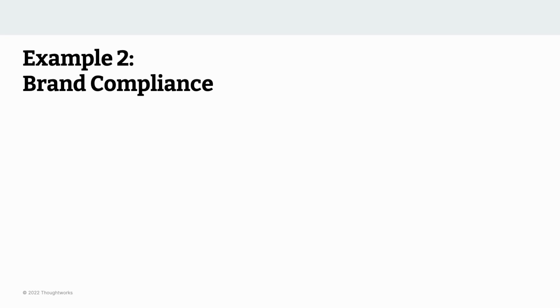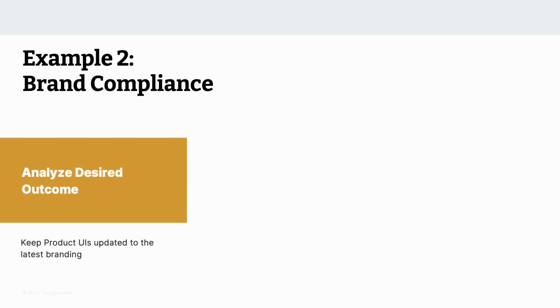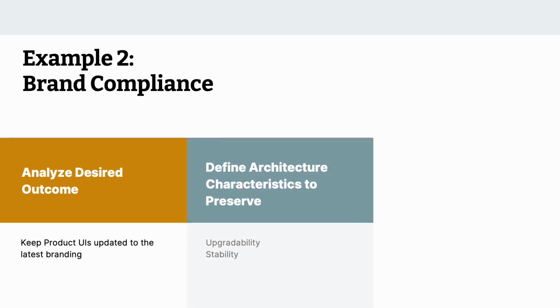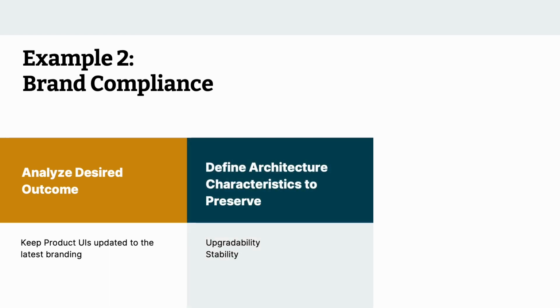The second and last example I have is about brand compliance. We already saw this in one of our hypotheses. We could have as an outcome keeping product UIs updated to the latest branding. Here, the architectural characteristic that we might want to preserve is upgradability and stability. We want to make the work of our product teams as frictionless as possible to upgrade. We don't want to introduce extra work, and we should limit, as much as possible, breaking changes. So we should really double down on stability.